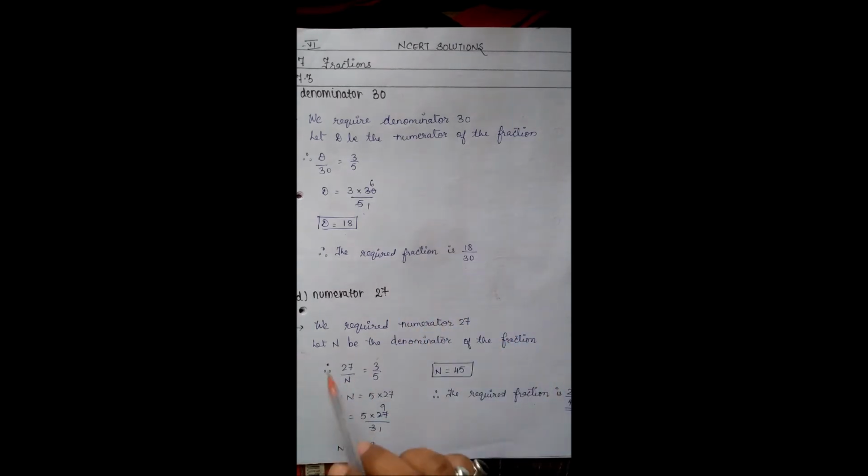Numerator 27. We required numerator 27. Let n be the denominator of the fraction. So 27 upon n equals to 3 upon 5. We will bring this 5 up and 3 down. So 5 into 27 upon 3, that is 5 into 9. So 27 upon 45 is the required fraction.